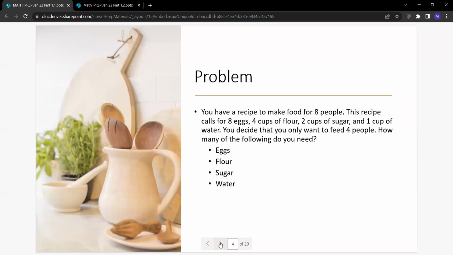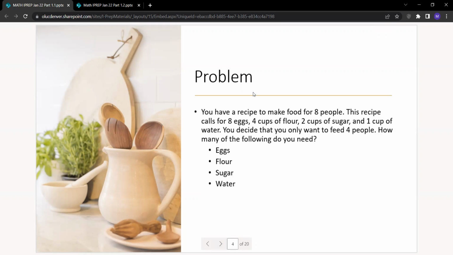So let's go through a problem together. You have a recipe to make food for 8 people. This recipe calls for 8 eggs, 4 cups of flour, 2 cups of sugar, and 1 cup of water. You decide that you only want to feed 4 people. How many of the following do you need?